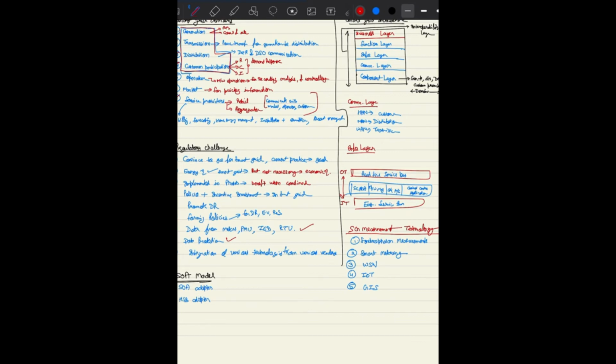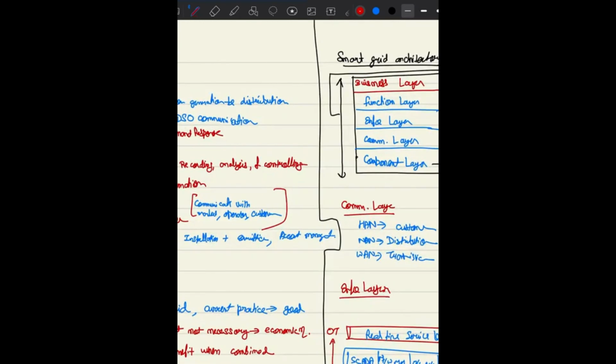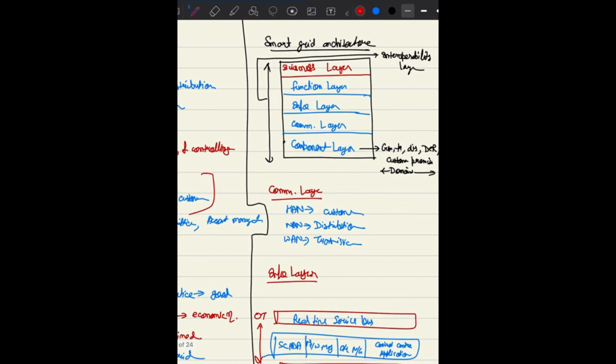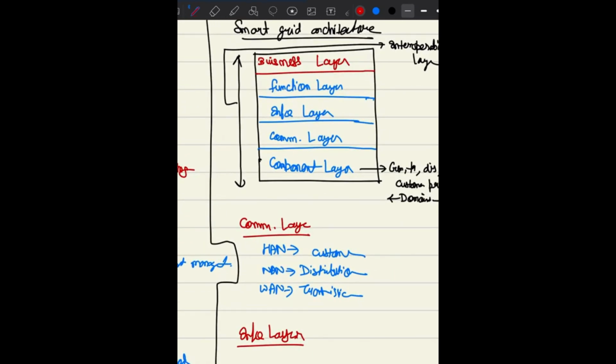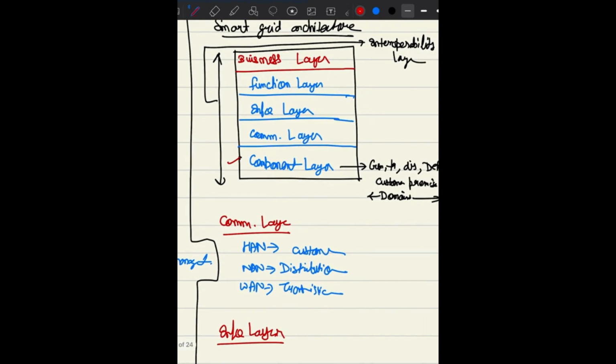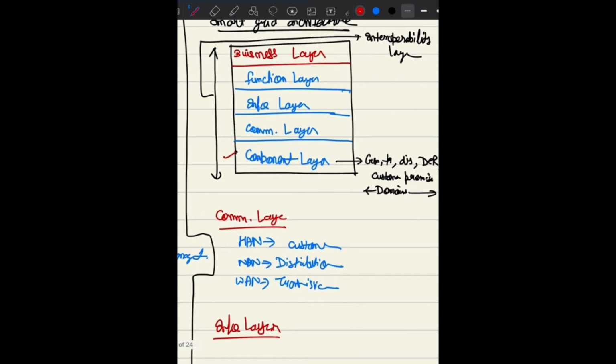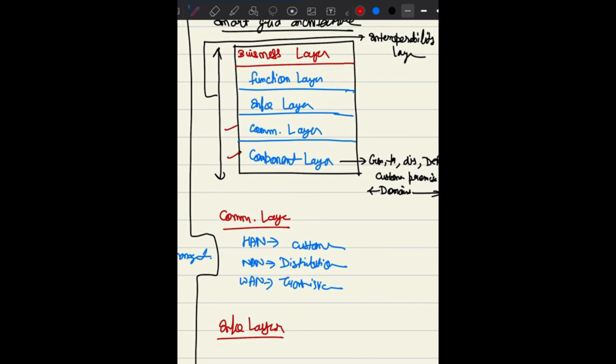The next part is our smart grid layered architecture. Whenever we talk about smart grid layered architecture, from the bottom we have our component layer, which includes generation, transmission, distribution, DRs, and customer premises. There are different domains in the component layer. After that there will be a communication layer, information layer, function layer, and on the top we will have our business layer for doing business activity.